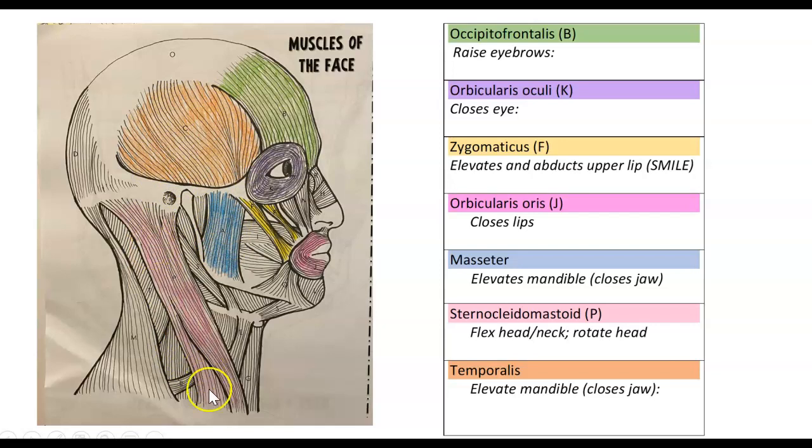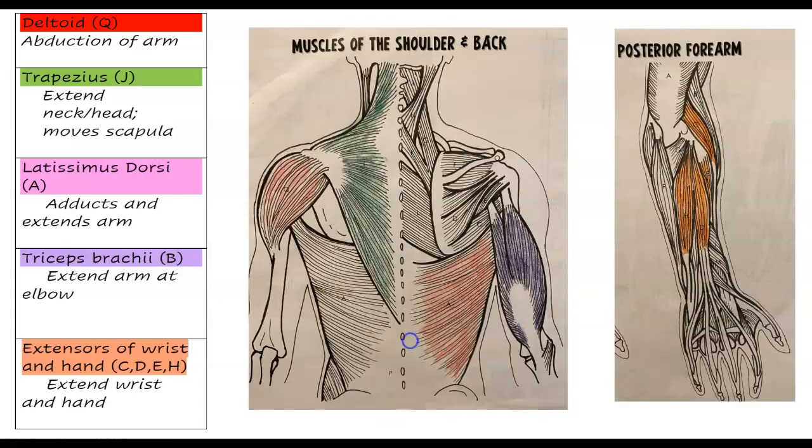And then again, here's another view of that sternocleidomastoid, or that yes-no muscle. That's going to flex your head and neck, and rotate your head. So those are all the muscles that you need to get yourself a date, right?